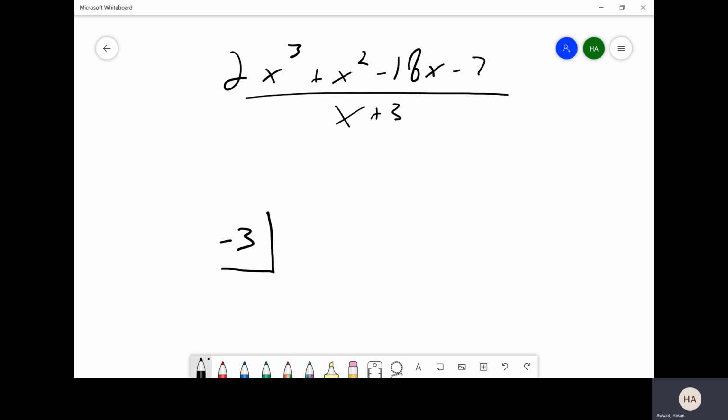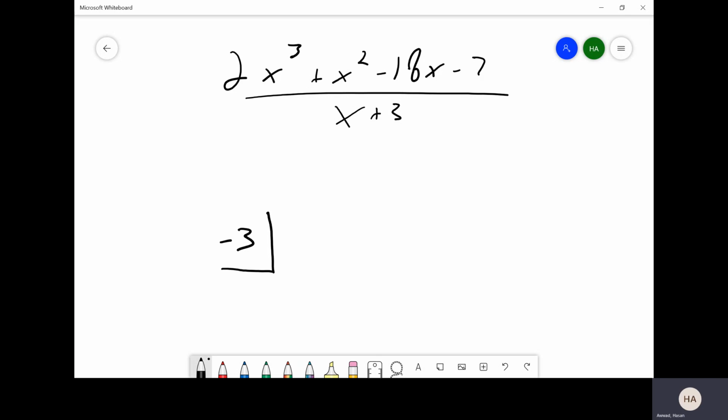Now what we do with the polynomial that's on top is we only look at the coefficients. Remember what coefficients are. Coefficients are the numbers in front of your variables. So the coefficient of x cubed is 2. The coefficient of x squared is 1, and so on and so forth. So we're only looking at our coefficients here. It'll make a lot more sense when we get going, but coefficients actually determine how the division plays out.